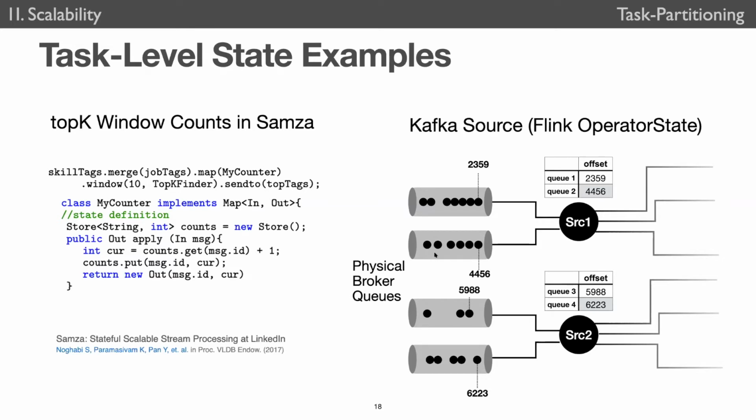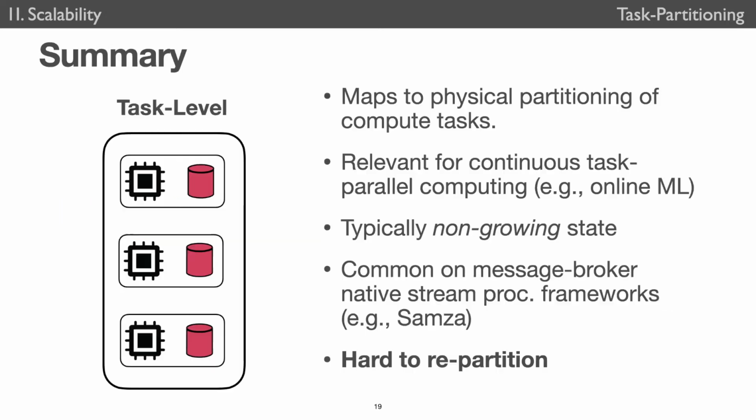Another popular example of task-level state is the implementation of message queue consumer sources, which is very common in streaming pipelines. These are typically special tasks that subscribe to fixed brokers, for example, a Kafka broker. And task-level state is used to actually hold the current offset in each individual queue within the source. Task-level state can be useful for specific operators, but it is, of course, not the norm in stream applications. There are several reasons why. Most importantly, it's really hard to repartition that state, given that it always maps to a physical set of tasks.